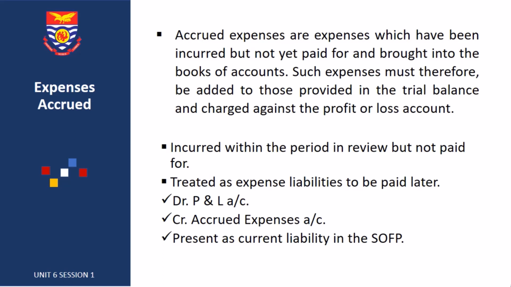Such expenses must therefore be added to those provided in the trial balance and charged against the profit or loss account. It's treated as a debit to the profit or loss account with the amount accrued and a credit to the accrued expenses account. Again, present the accrued expense as a current liability in the statement of financial position.